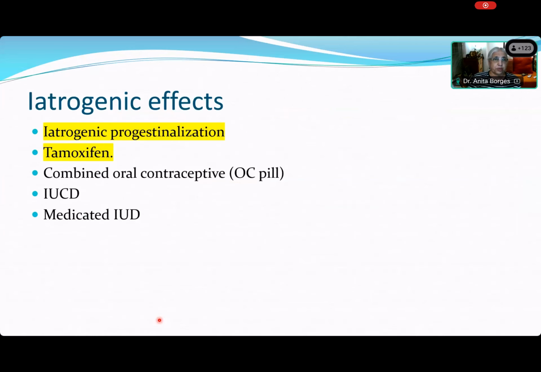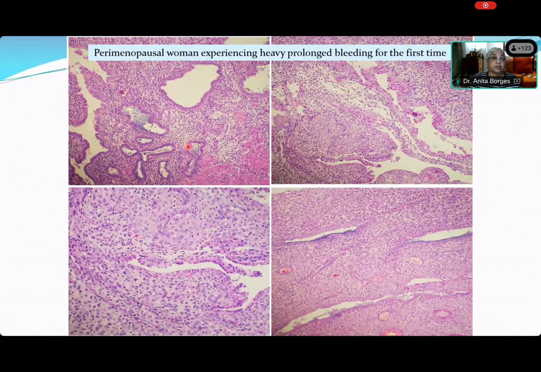Now we just quickly finish with iatrogenic effects. You can get iatrogenic progestationalization. You can also get tamoxifen and lots of things that act on this endometrium. Here is a perimenopausal patient who was experiencing very heavy prolonged bleeding for the first time. She was given exogenous progesterone. Now you can tell that she must have had very dilated glands. Yes, but there is progesterone in this system.